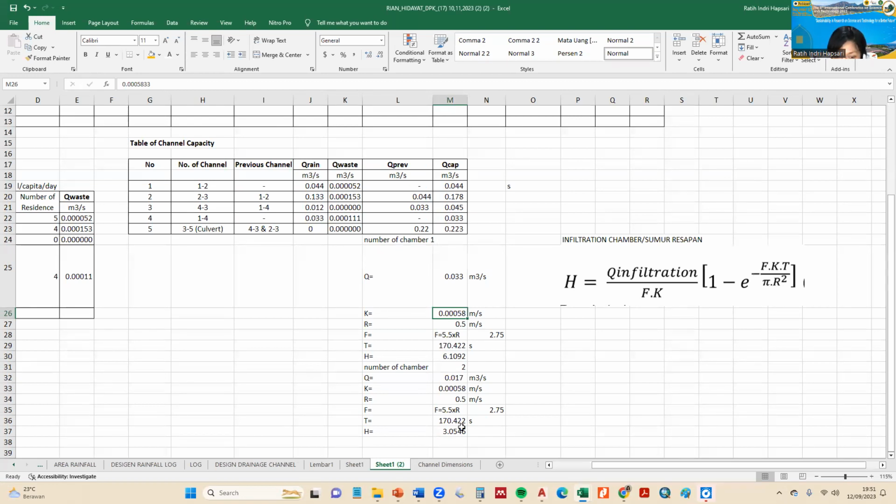This is the basic design of infiltration chamber. Any question?